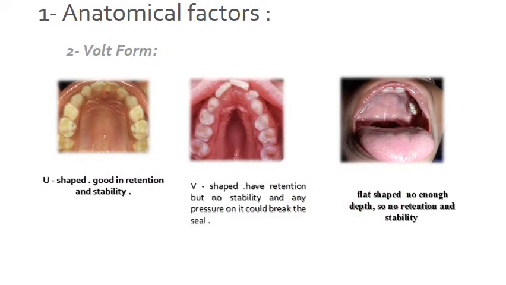For the vault form, we have either a U-shaped, V-shaped or flat-shaped palate. For the U-shaped vault, we have good retention and stability, while the V-shaped has retention but no stability, and any pressure on it could break the seal. A flat shape has not enough depth, so there is no retention and stability.